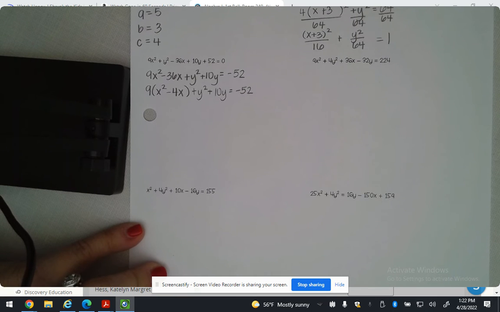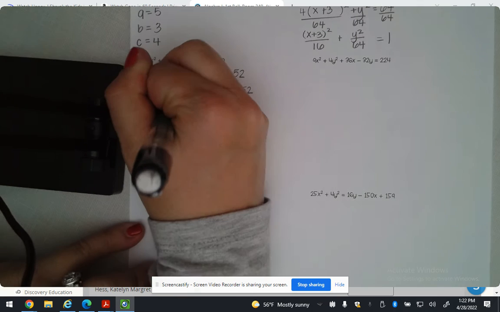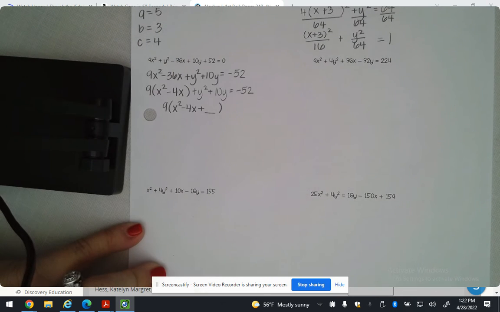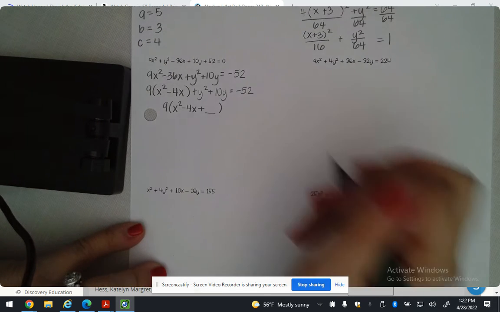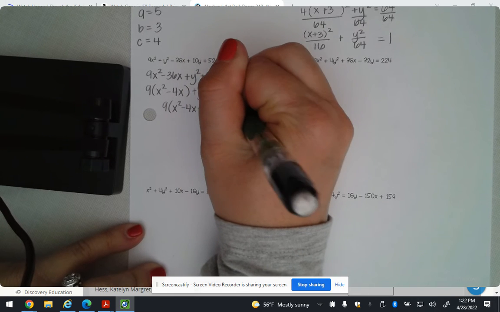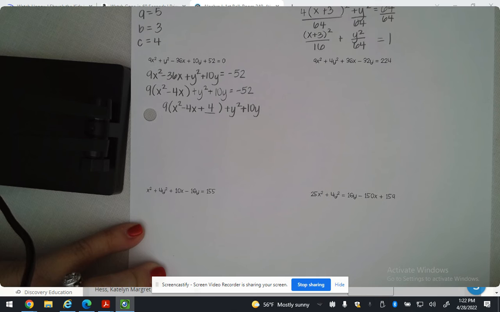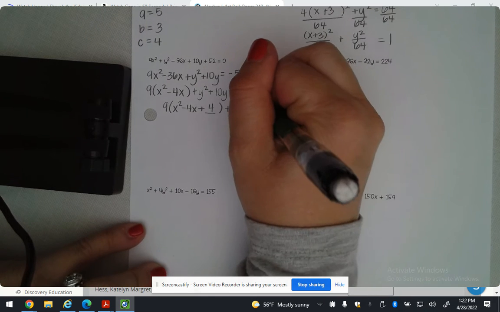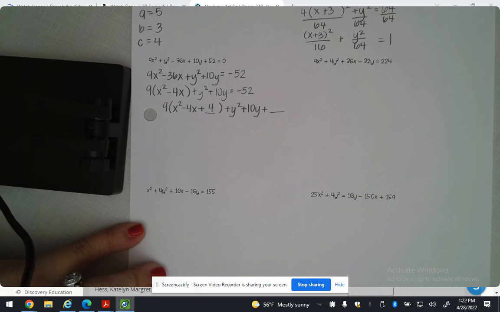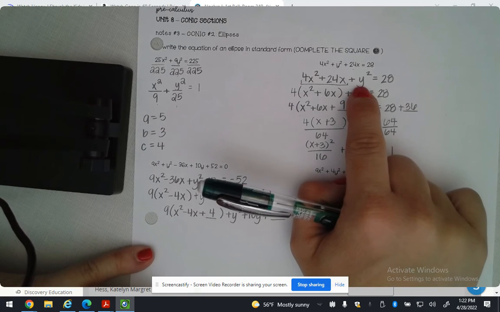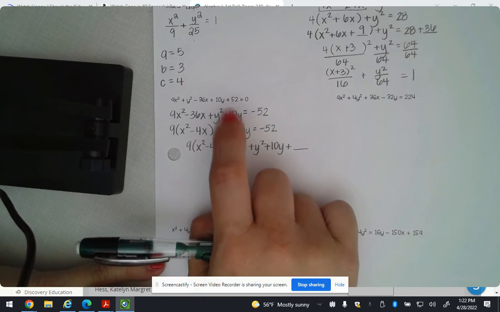Okay, now I need to complete this square, correct? So the 9 comes down. X squared minus 4x plus what? 4. Plus y squared plus 10y. Do I have to complete the square on this one as well? Yeah, because there's a y squared and a y. If you only have a y squared and a y, you got to complete the square. There's just one that you don't have to replace. With this one, the y squared was by itself, which is why I didn't have to complete this square. This one has a y with it, so you got to complete the square.